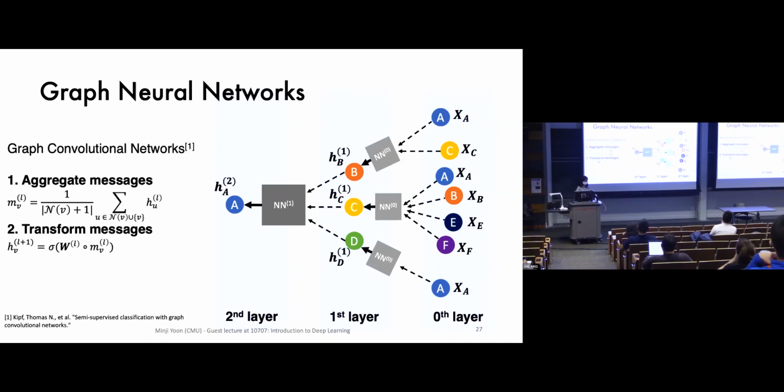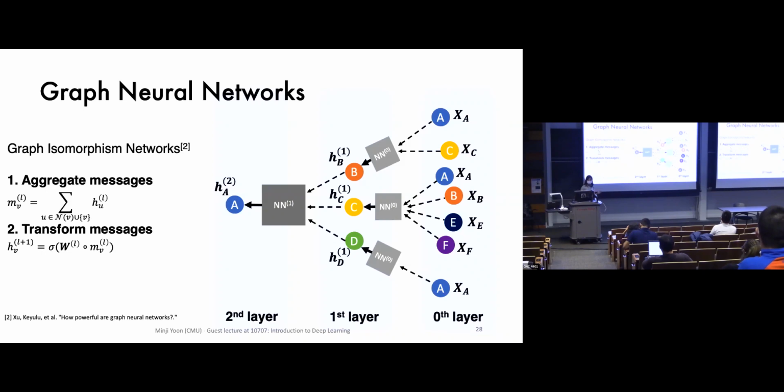The first paper, which started all this GNN boom, is the graph convolutional network. They use mean for the aggregation operation. So they merely average my embedding and my neighboring embedding to compute the message vector. And for their transformation operation, they use a one layer MLP. Just multiply with the transformation matrix and then pass to the nonlinear unit, which usually is ReLU. And then it will output the node embedding.